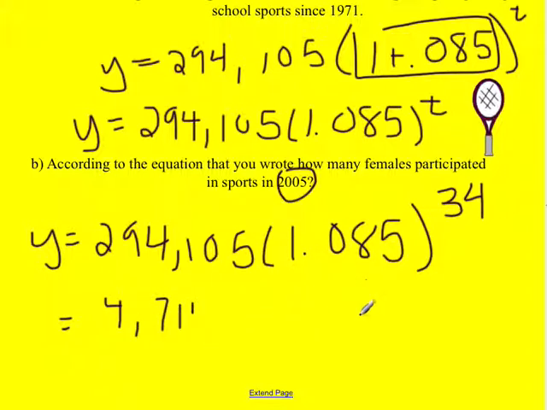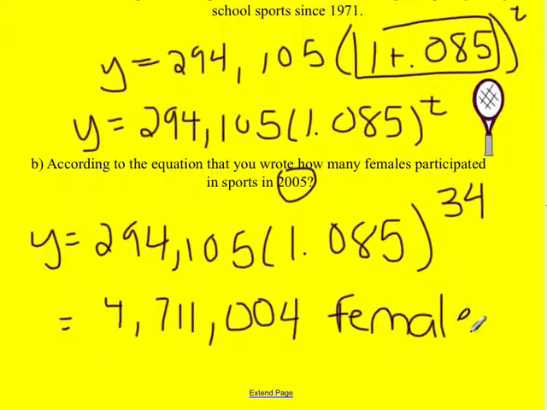So then you get 4,711,004 females. So go ahead, plug that in your calculator. Make sure that's what you get. Make sure you're plugging it in correctly. If it's not, show me what you plugged into your calculator so we can maybe try and figure out what's going wrong in this scenario. Okay?